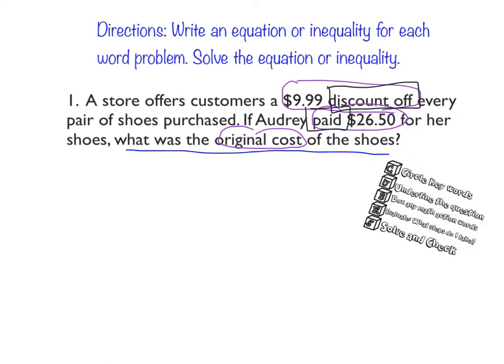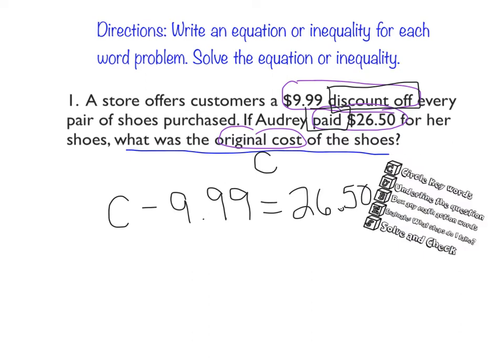And then it says evaluate what steps do I take. So if I'm thinking about this, in my brain, I'm going to think, okay, I don't know what her original cost would be, so that could be a variable. So we could say C for cost. So she paid C amount of money, and then they took off $9.99. So taking off a discount would be subtraction, equals the amount she paid, which was $26.50. And now you have your one-step equation.